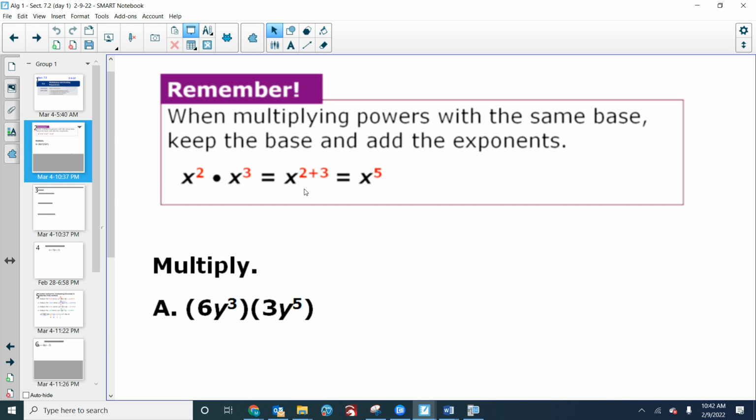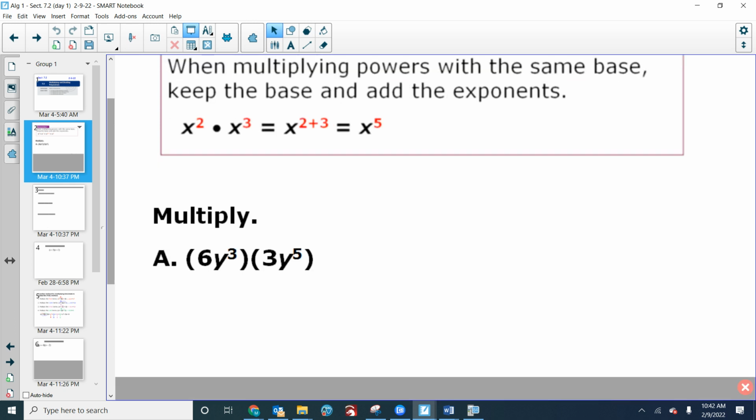Now, look at this first example. Is that the first one you guys have, this one? Yeah. Okay. The numbers in front. The constants. Okay. Coefficients. Whatever you want to call them.